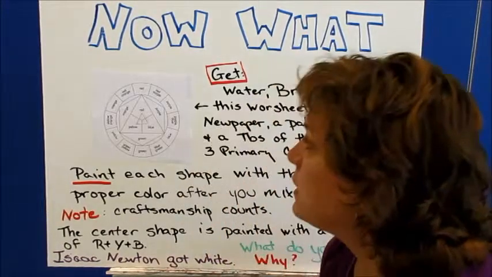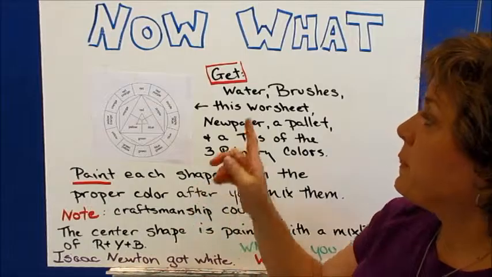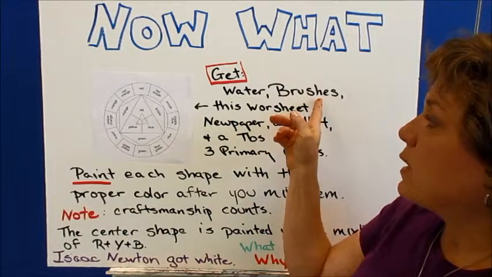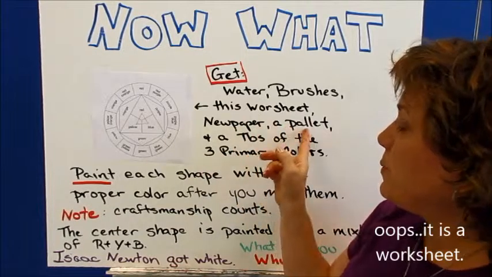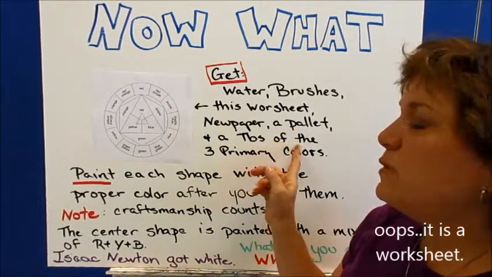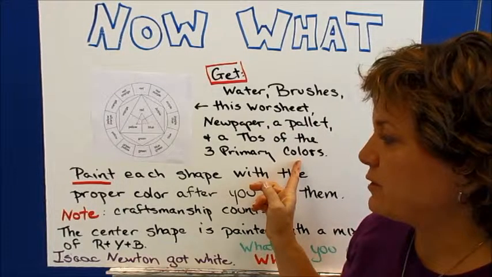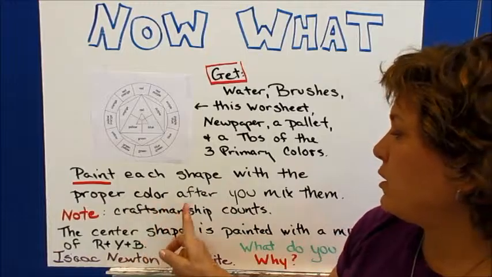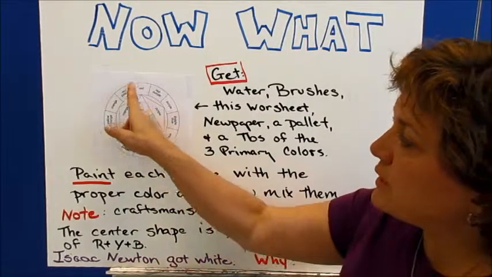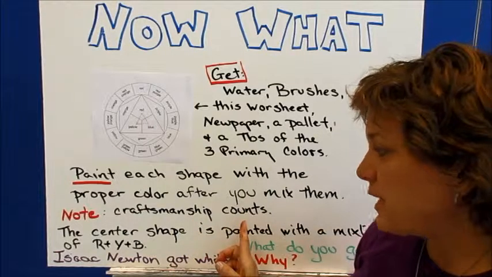Now what? Your assignment is to follow this information. Get some water, a couple of brushes, this worksheet, newspaper, and a palette, and about a tablespoon of each of the primary colors that you'll find in the back material station. Paint each shape with the proper color after you mix them. So you'll see on here they're labeled. Note, craftsmanship as always counts.